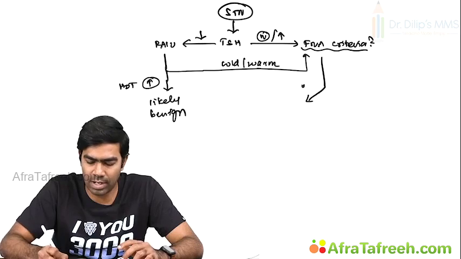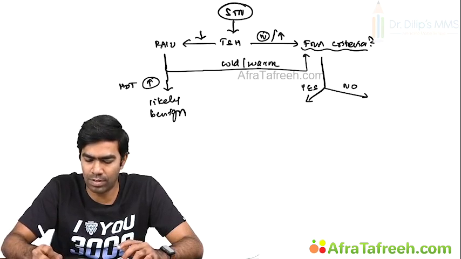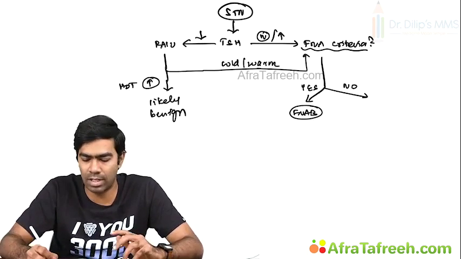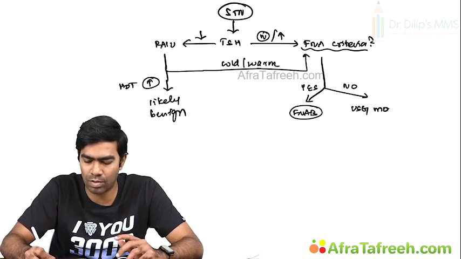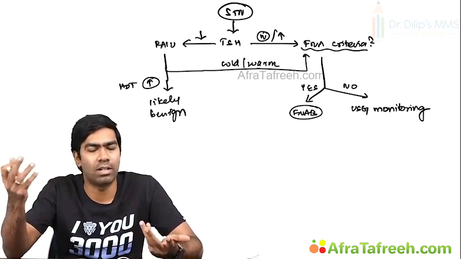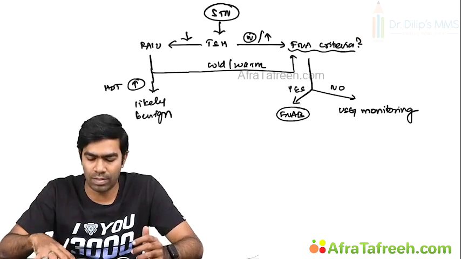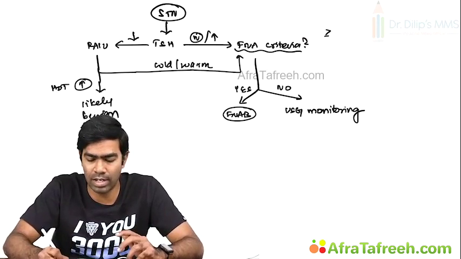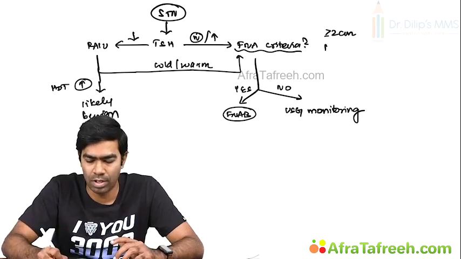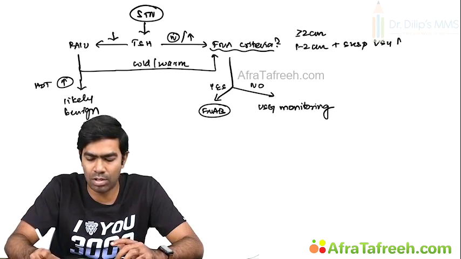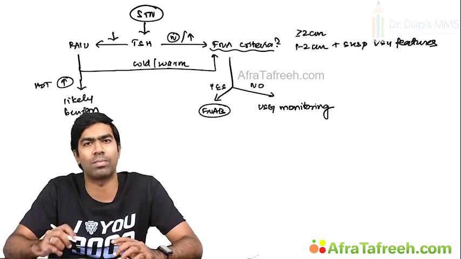Now, is the FNA criteria met, yes or no? If it's met, definitely I'll be going ahead with FNA. If it is not met, then I'll just stick to ultrasound monitoring at an interval that is again based on certain guidelines. So what do we mean by the FNA criteria? We've discussed this already. Any nodule more than 2 centimeters, or if a nodule is 1 to 2 centimeters plus it has suspicious ultrasound features. We have discussed a lot of features that are suspicious for a malignancy.